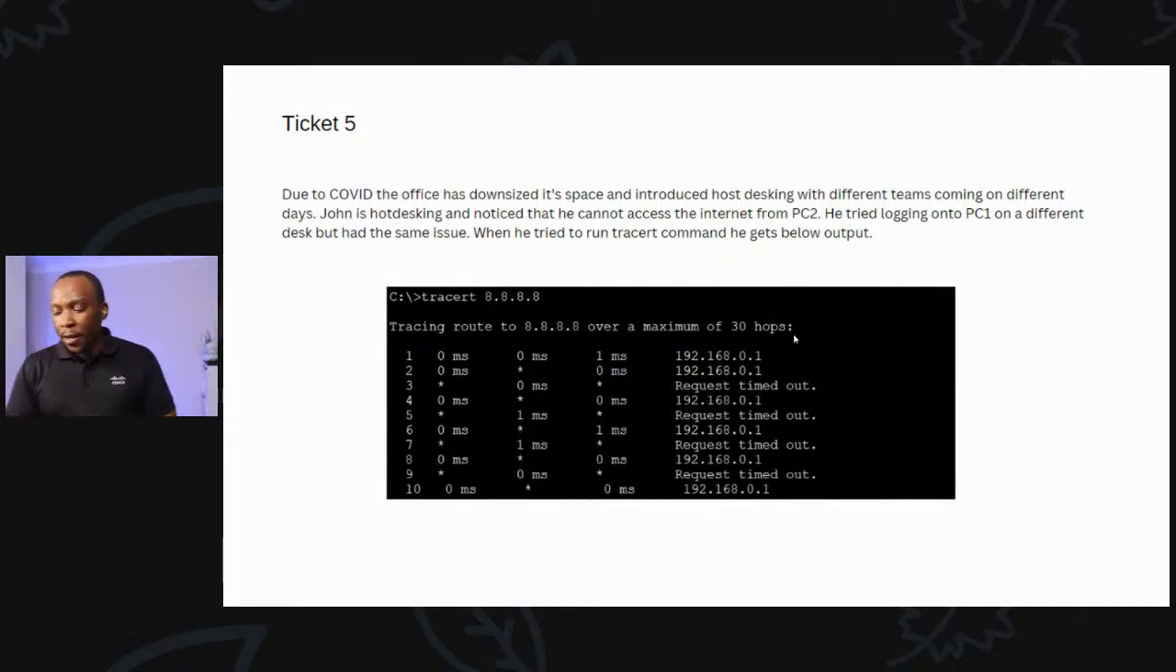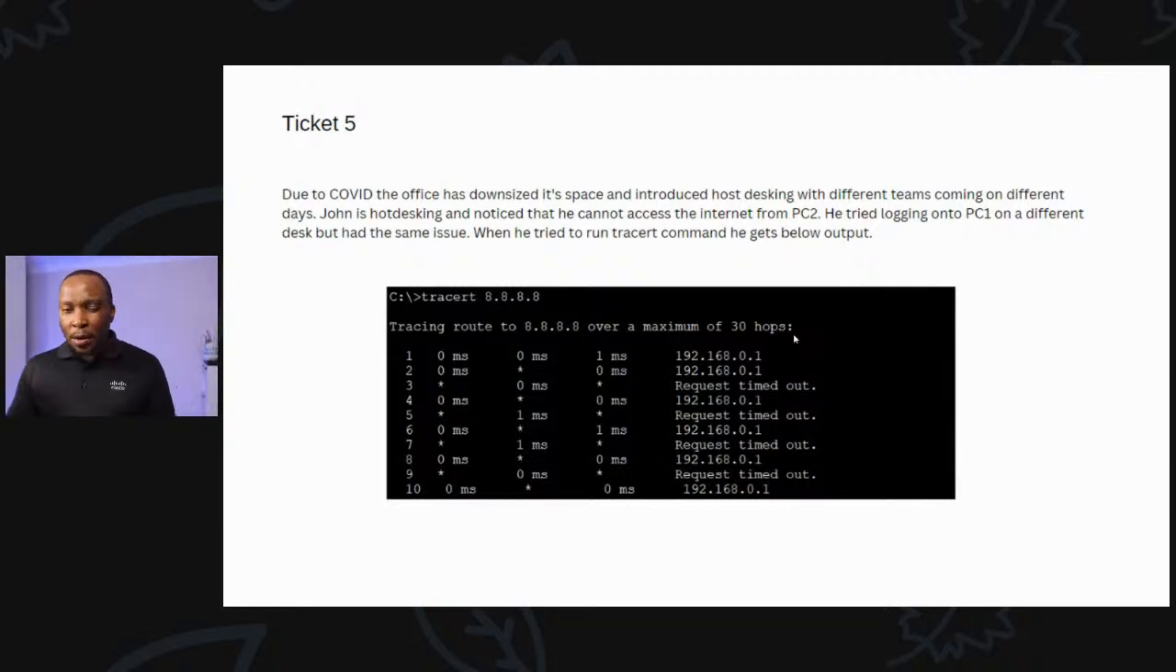Due to COVID. Oh man, why do I have a feeling that I fixed this issue already? Anyway, due to COVID, the office has downsized its space and introduced hot desking with different teams coming on different days. John is hot desking and noticed that he cannot access the internet from the PC. He tried logging on to PC 1 on a different desk, but had the same issue. When he tried to run the traceset command, he got the below output.